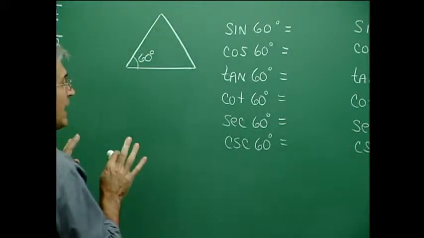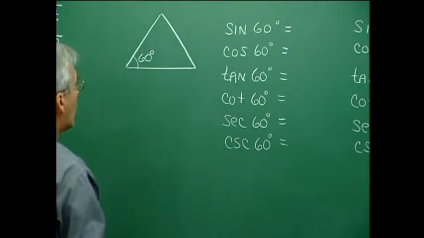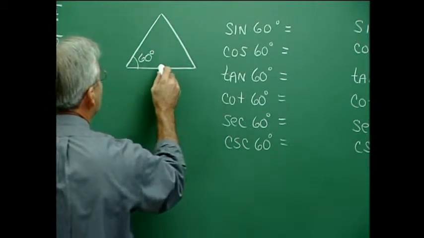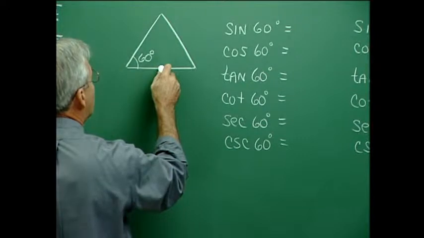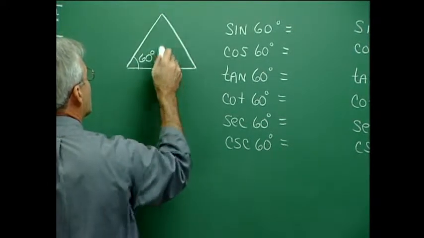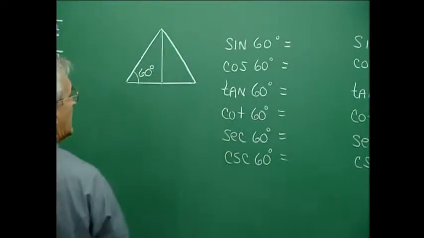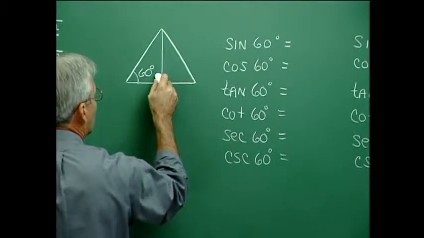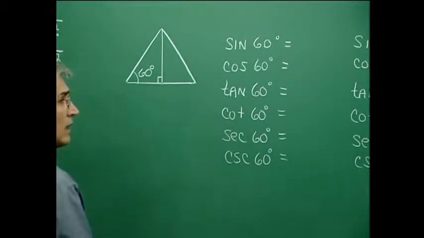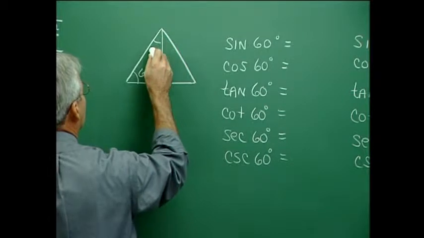Now, in order to create a right triangle situation so that we can study our ratios, we do this. We construct a perpendicular bisector from this angle down to this side. So we do this. Now, if it's perpendicular, then we have a right angle here. And if it's a bisector up here, then this is a 30-degree angle.